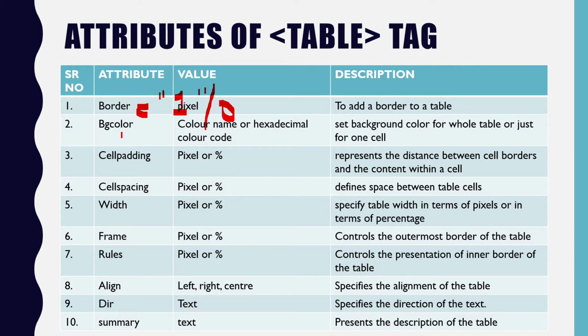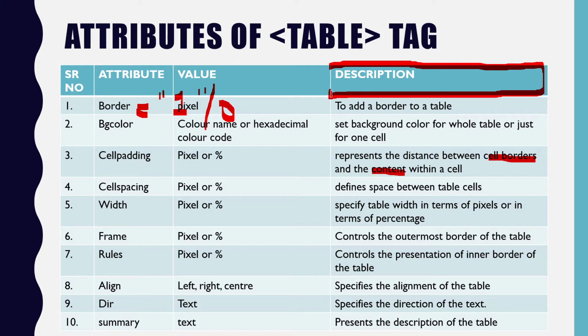Now next is BG color. BG color is used to specify the background color of the whole table or one particular cell. Now cell padding and cell spacing, these have values in pixels or percentage. Now what is cell padding? Cell padding is the distance between the cell border and the content. Right, this is one cell. And this one is the content. So the distance between these, that is the border and the description, is known as cell padding.